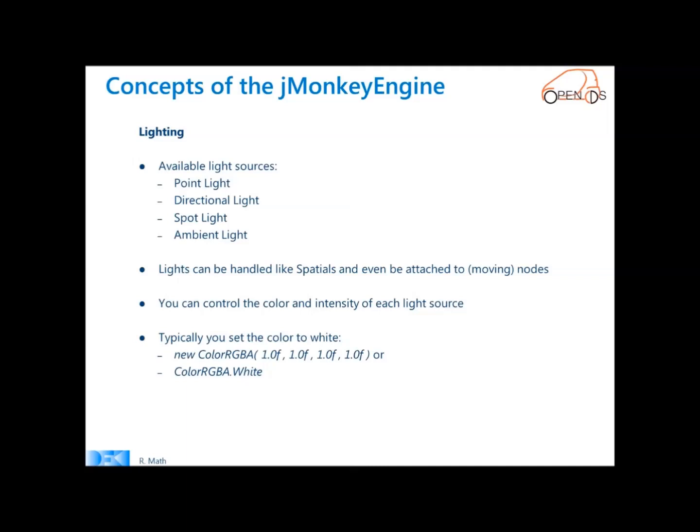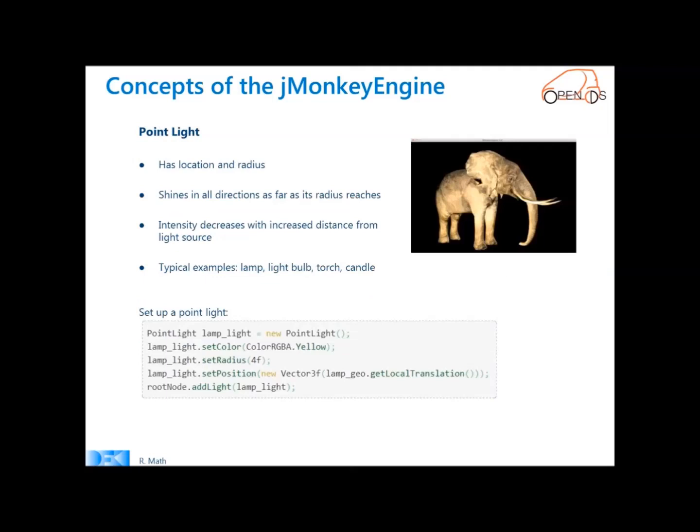Okay, let's quickly go through lighting. I want to let you know that there are 4 different light sources available: point light, directional light, spotlight, and ambient light. They can also be handled like spatials, so you can place these light sources anywhere you like. You can control the intensity of each light source. And here we have some examples.